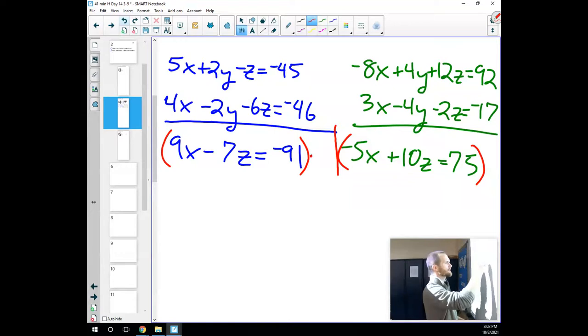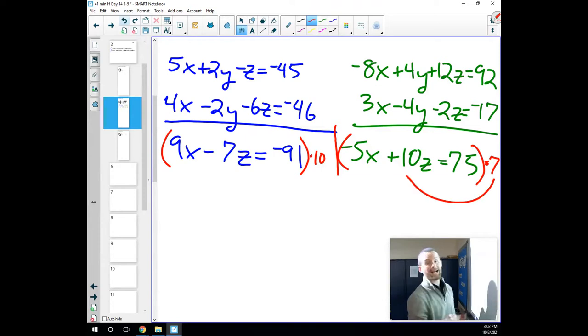So that means I multiply this by a positive 10 and this by a positive 7. The signs are already different, so we don't need one of our numbers we're multiplying by to be negative, because we want to keep the signs the same. This 10 times the negative 7 will give us a negative 70, and the 7 times the positive 10 will give us a positive 70.